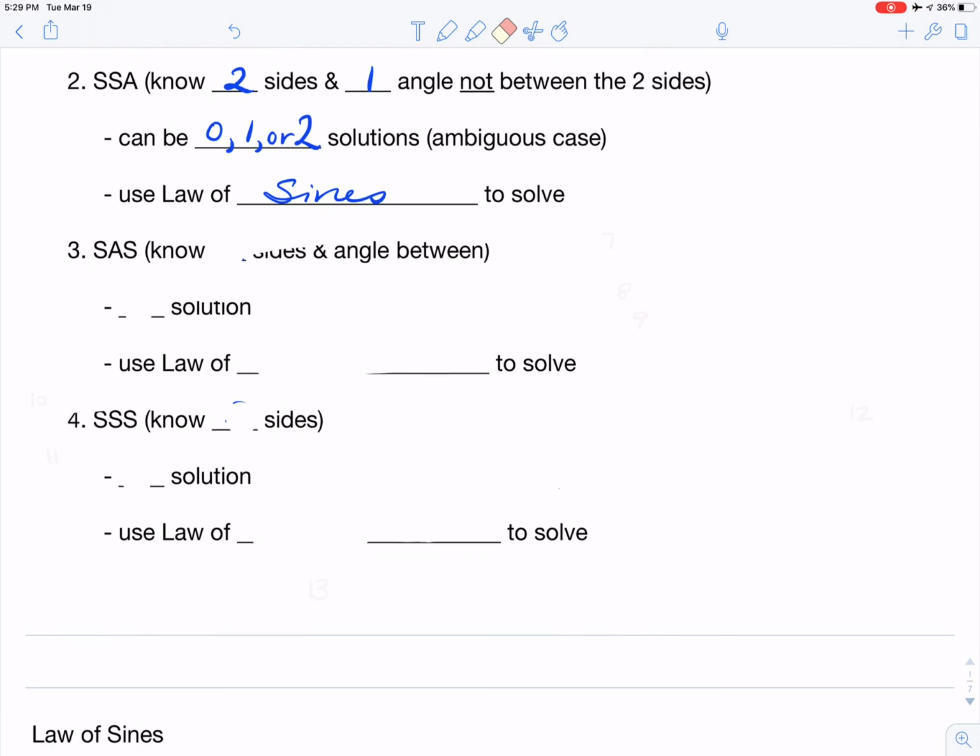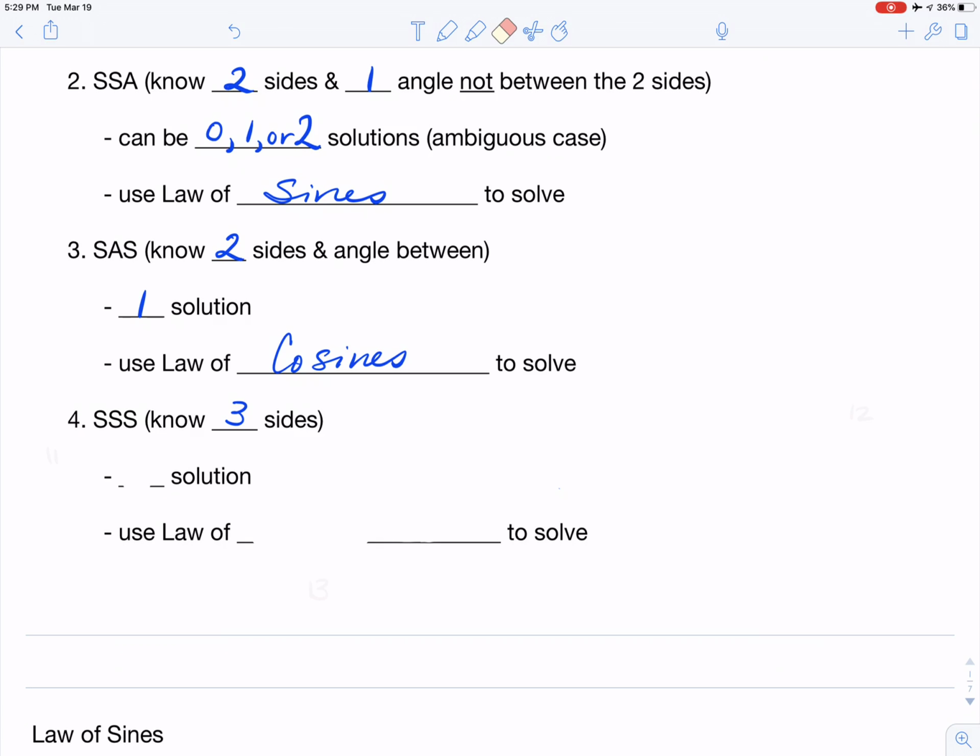Thirdly, I could know side, angle, side. This is where I know two sides and the angle between. Again, there's only going to be one solution here, and I'm going to use the law of cosines to solve that one. And lastly is when I know side, side, side.